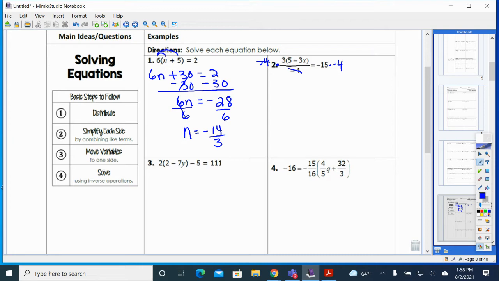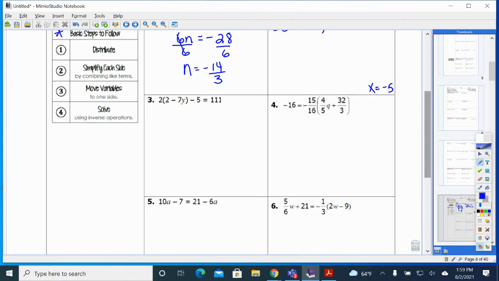And what happens is the negative 4s cancel each other out on the left. They divide each other away. So I'm left with 3 times 5 minus 3x is equal to negative 15 times negative 4, which is going to be a positive 60. So that's not really a step in the basic steps to follow when you've got a big fraction bar like that. That's why I wanted to start you out on that example. I'm not going to finish it because there are others that are a little more complicated. If you want to finish it out, you can. I will tell you that the answer is x equals negative 5.